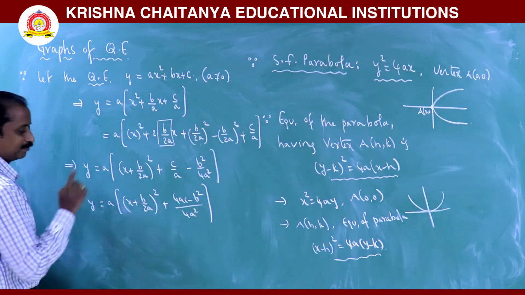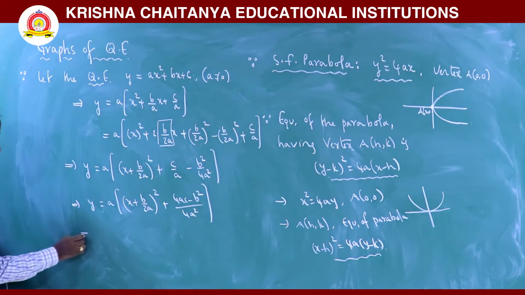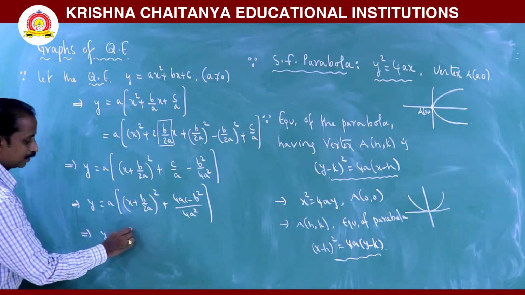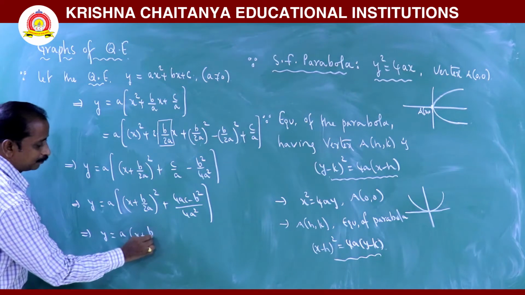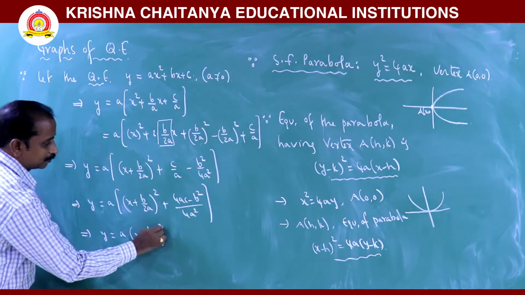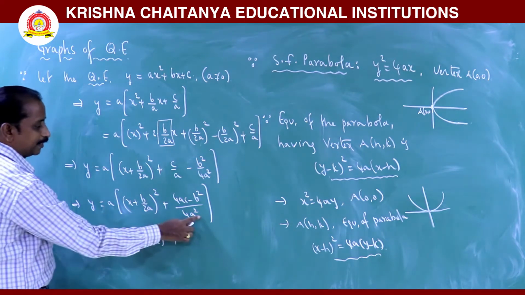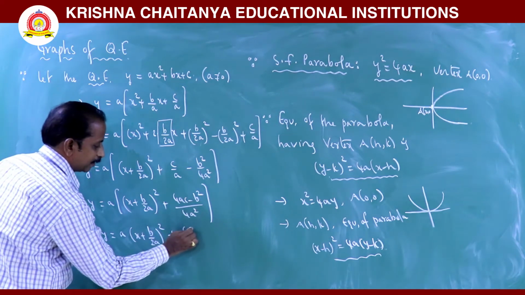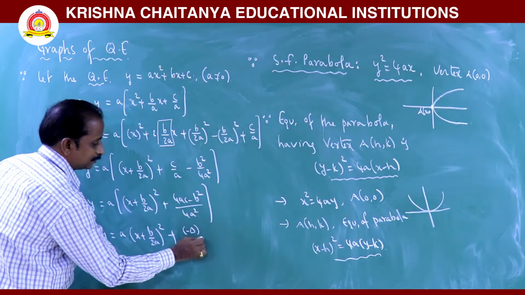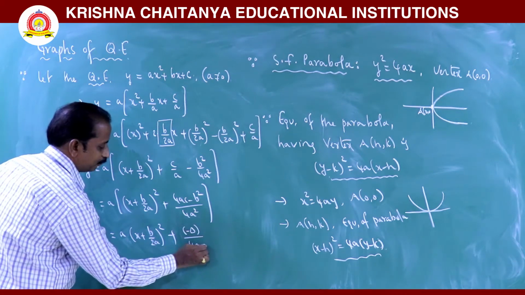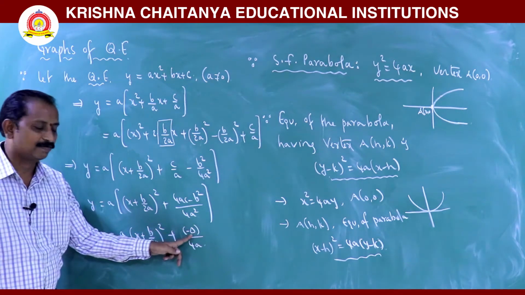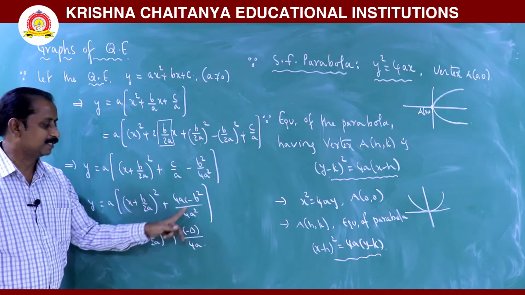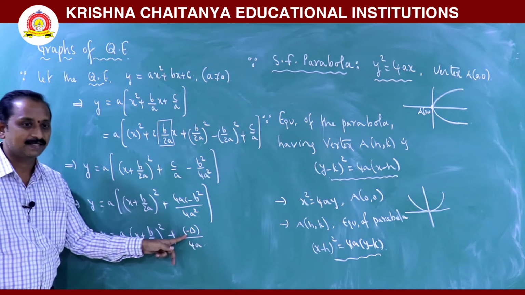We multiply with a. Then what does it become? y is equal to a times x plus b by 2a whole square plus, with one a getting cancelled, 4ac minus b square divided by 4a. Already we know that delta is b square minus 4ac. Then 4ac minus b square is minus delta.